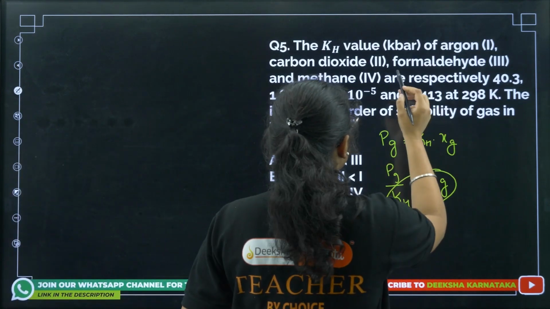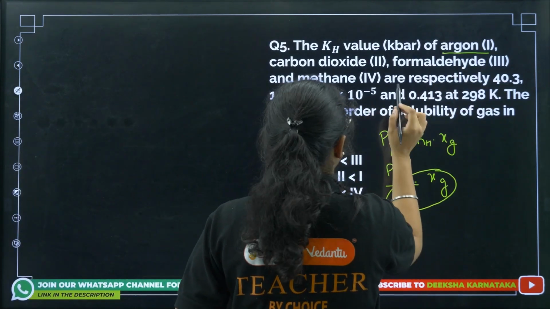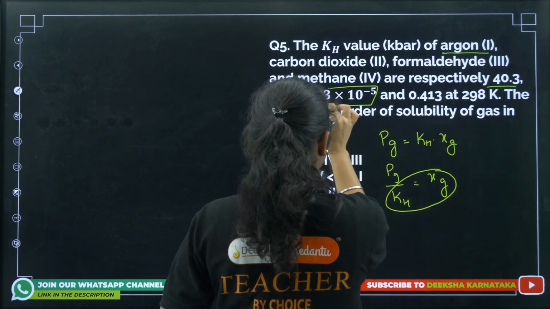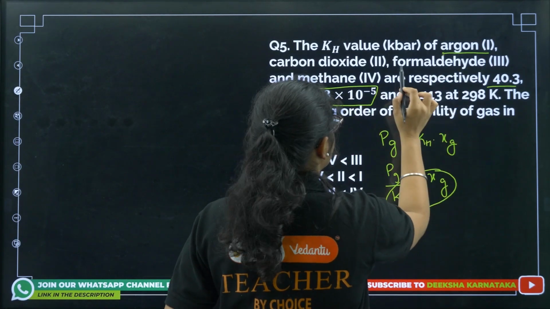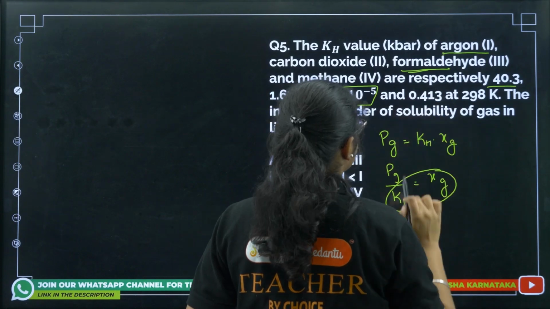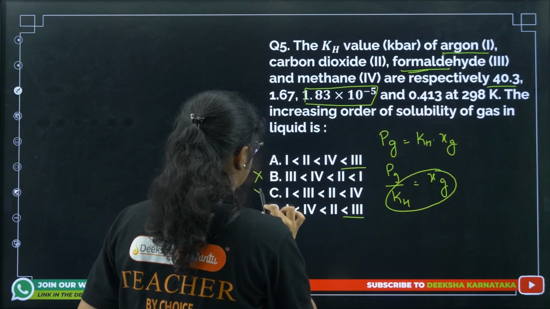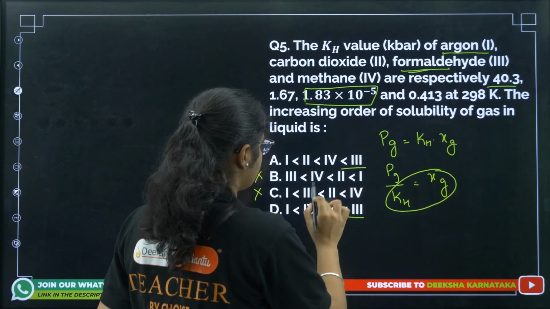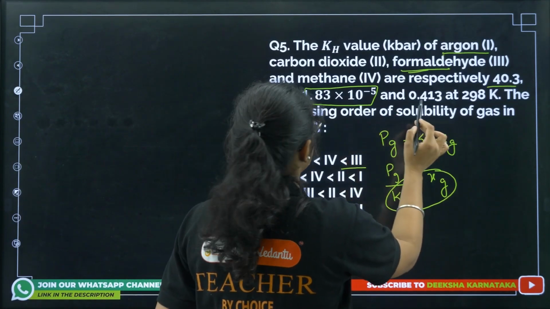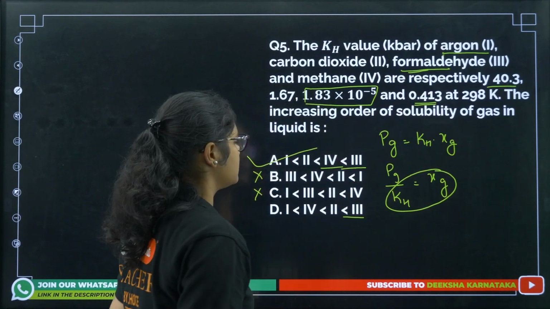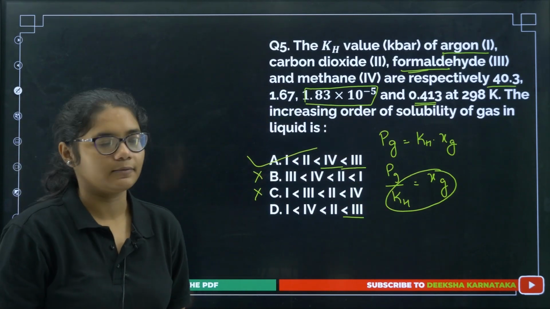So now if you see here, we have the first one, 40.3, which is the least one, right? And this is for formaldehyde. So formaldehyde will be the highest soluble gas. So we have two options, we can eliminate these two. Now you can find the next one after this one, which is the least value, 4.13, that is 4. So we will get this one. Correct answer will be option number A here.